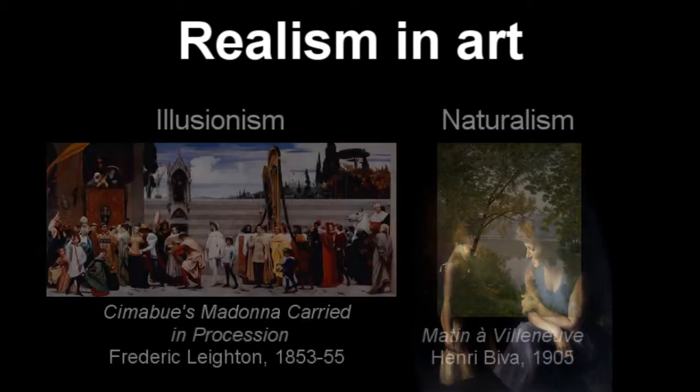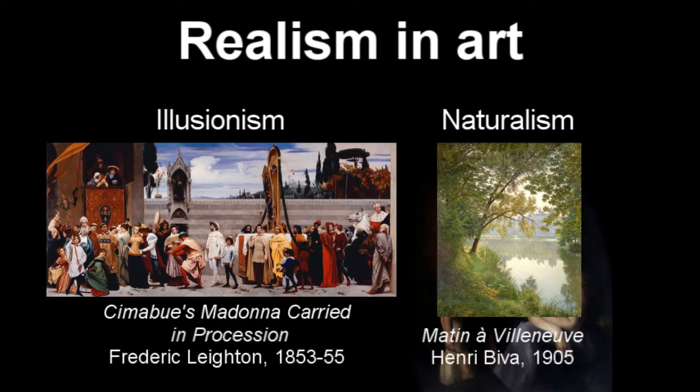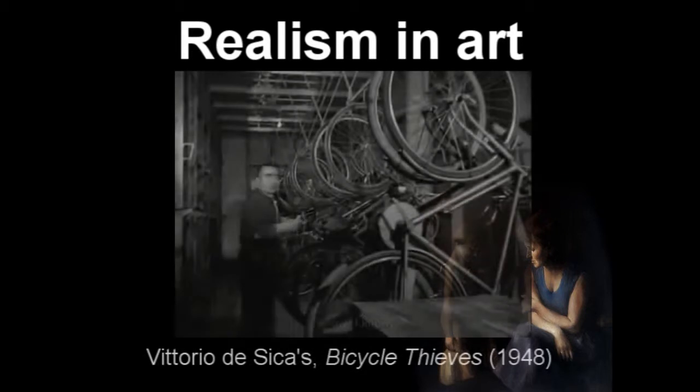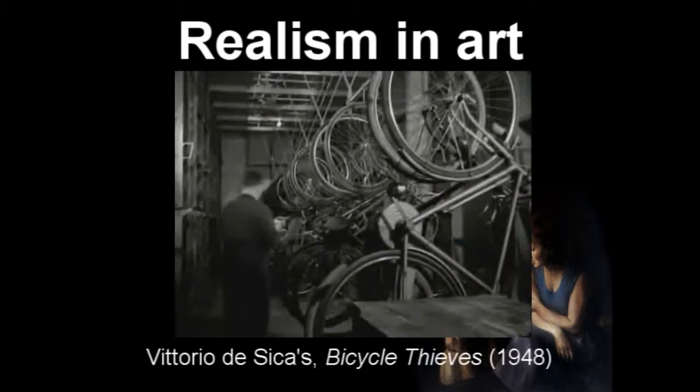Realism as an art form is a complex and multifaceted world that we can take a lot from. From the naturalist and illusionist styles that simply dictate a need to accurately render the visual world, as seen in paintings like Elif Peterson's The Salmon Fisher, to the more expressive neorealist styles that allow certain artistic licenses to recreate the truth authentically, as seen in films like Vittorio De Sica's Bicycle Thieves.